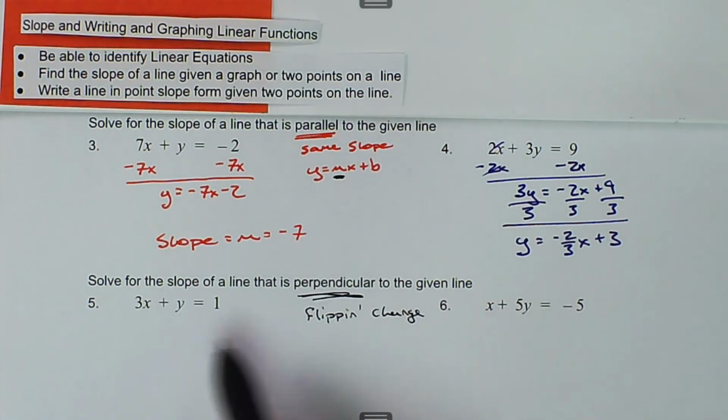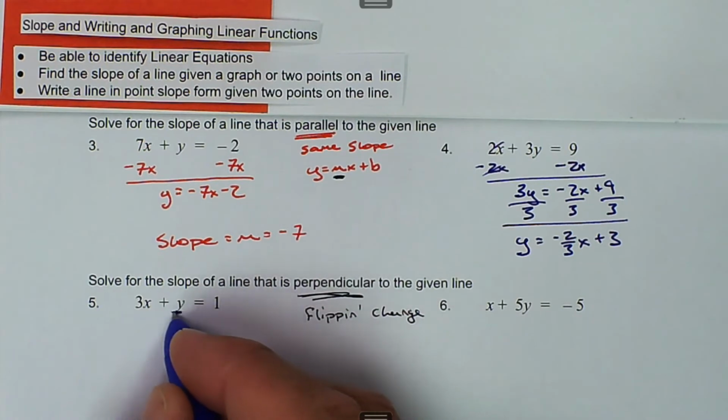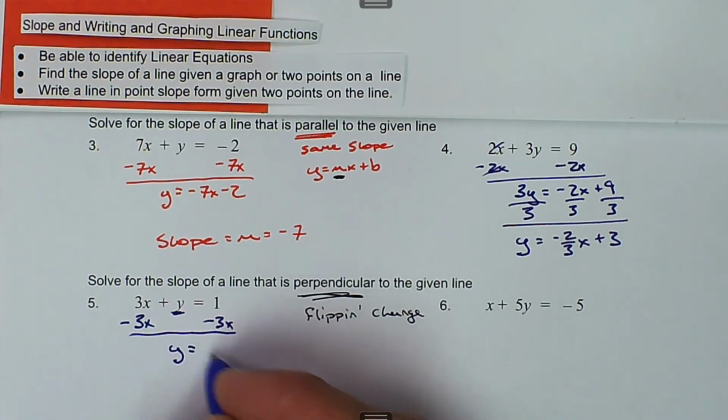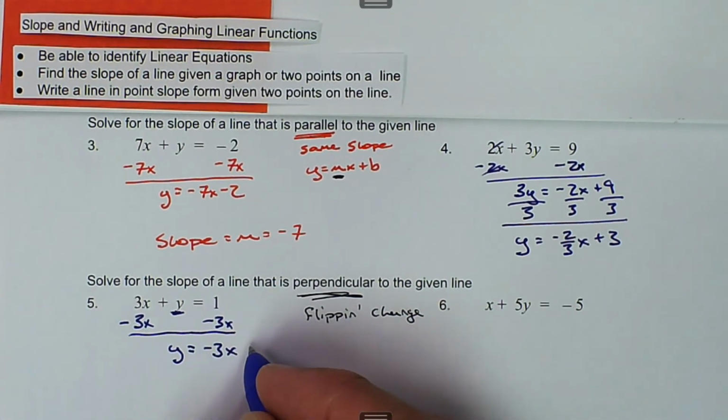All right, so first we have to find the slope. So we want to get y equals by itself. So we want to get y alone. So here we subtract 3x, and we get y is equal to negative 3x plus 1.